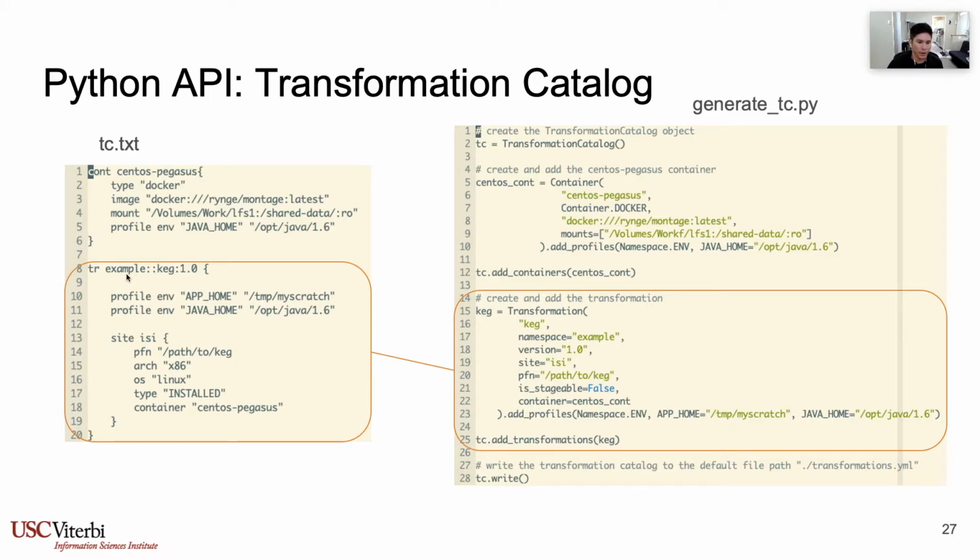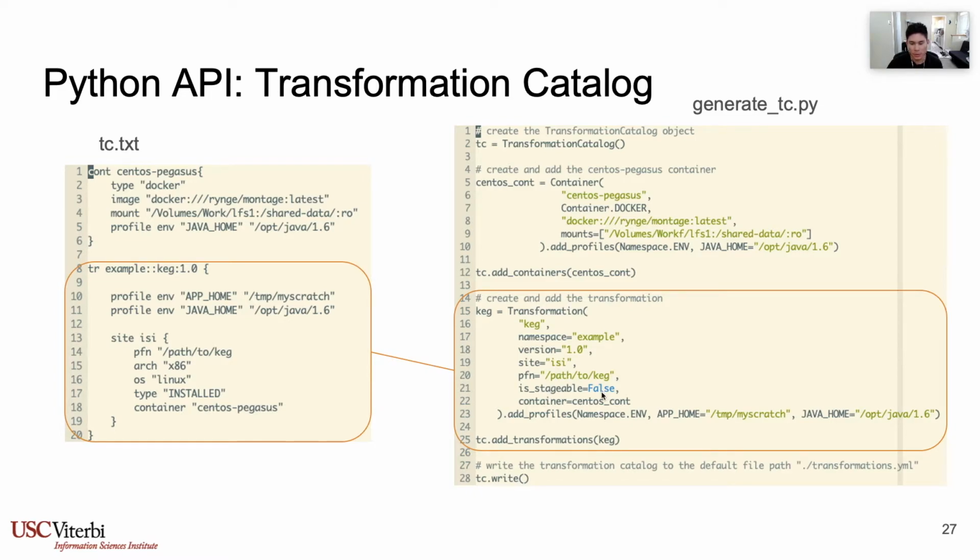So here we have keg. The namespace is example, the name of it is keg, and the version is 1.0. In the Python API, you create a transformation object, and then you can pass in those same values here: name, namespace, version, and we'll specify the site at which this transformation resides, the path to it, whether or not it's stageable. So is stageable equals false means that this transformation is installed at this path on this site here.